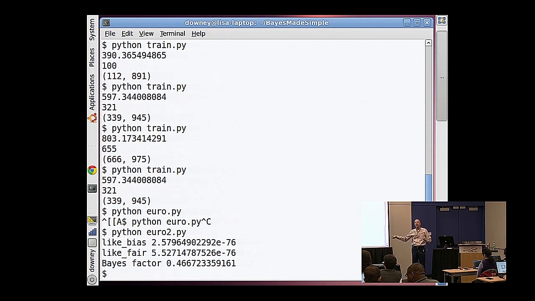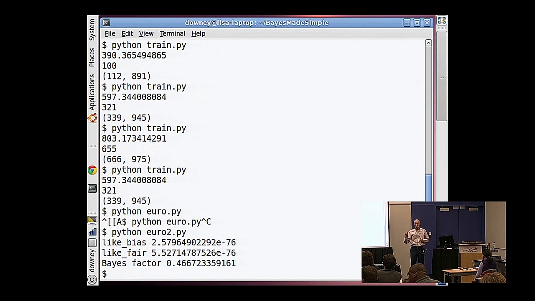But actually, we don't really care how small that number is. We only care about the ratio. So ignore all the digits except the first two. The likelihood, if it's biased, is about 2.6 something, compared to 5.5. So this is actually more likely under the fair hypothesis. And so the ratio is less than 1, which means that it's against the biased hypothesis and in favor of the fair hypothesis.